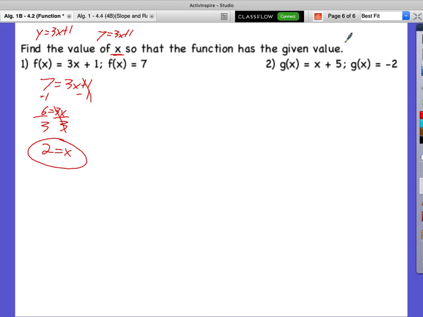Okay, so what it is: f of x equals 3x plus 1. This is what we're given right away. Semicolon, we're given more information. We're also told f of x equals 7. So we plug this 7 in for the f of x here, and 3x plus 1 stays the same.